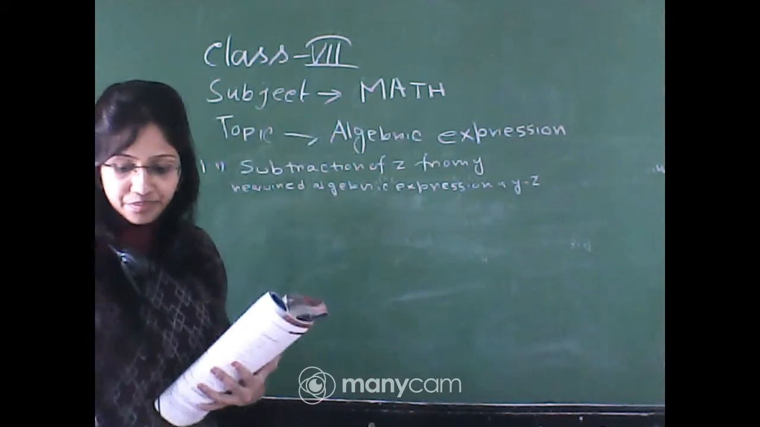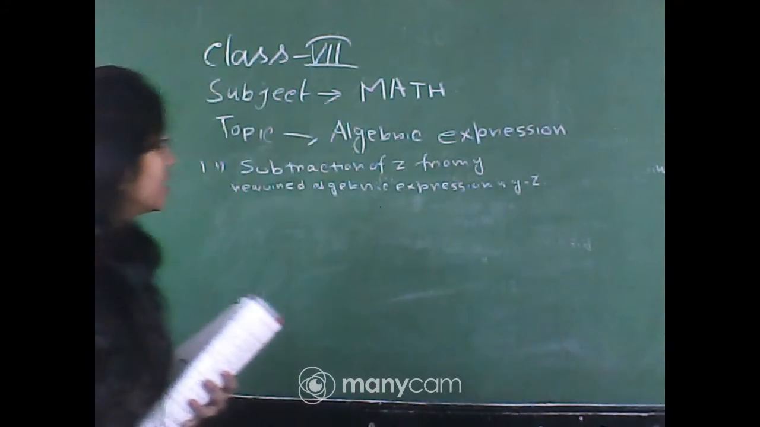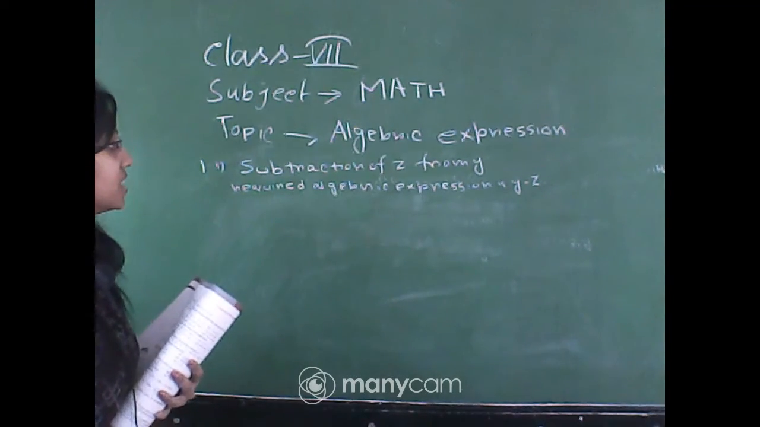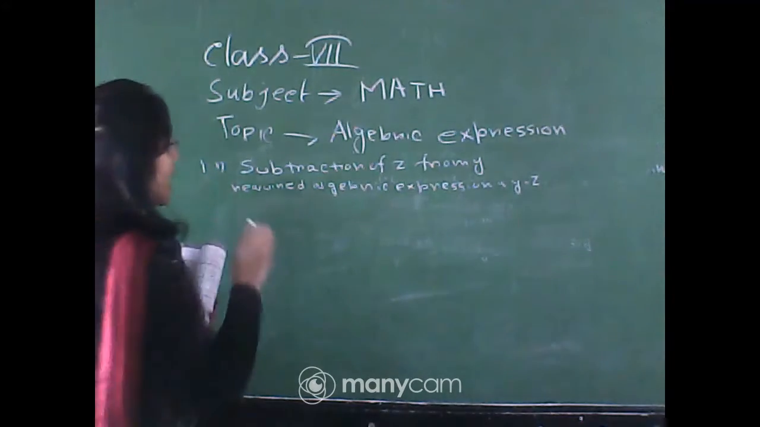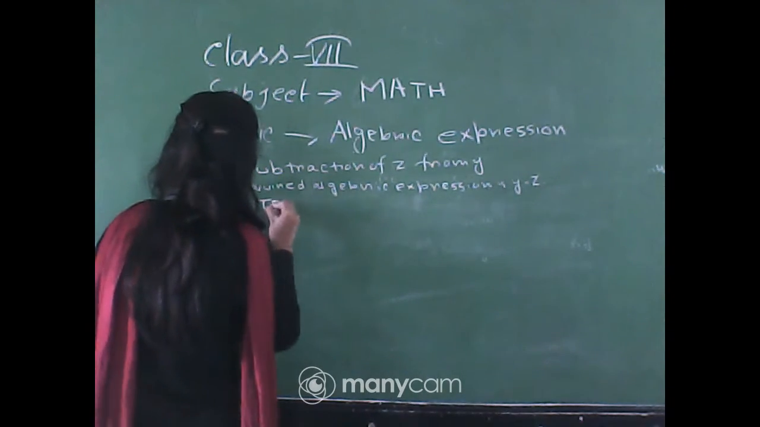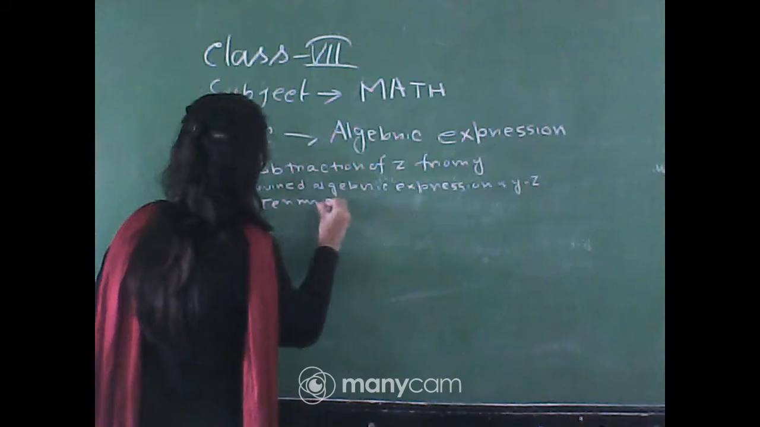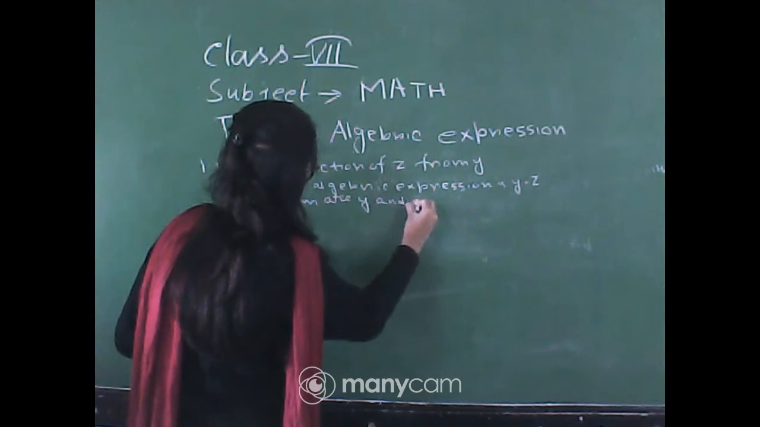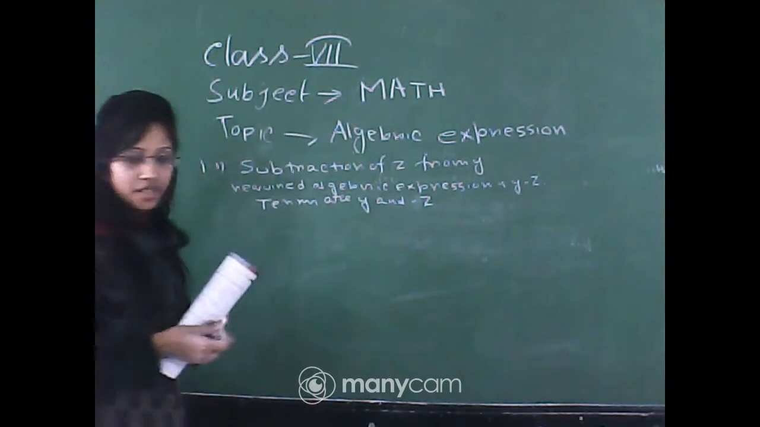isn't it? This is the required algebraic expression. Here the variables are y and z and the terms are y and minus z. Understand?